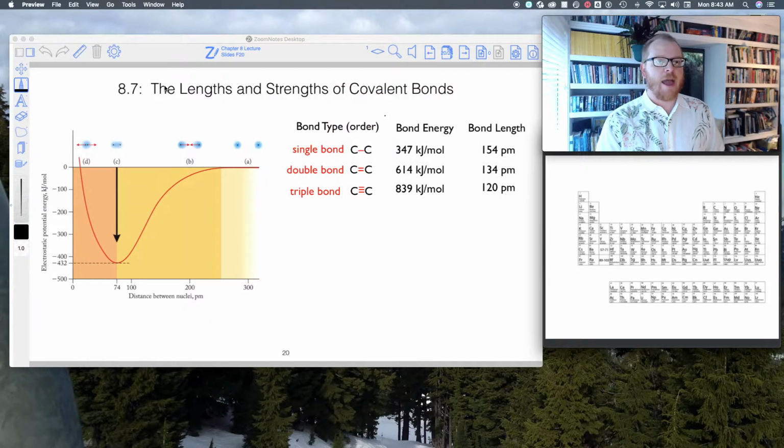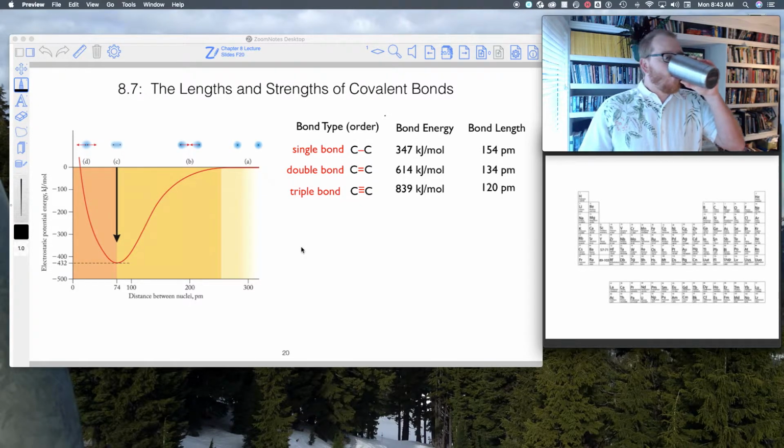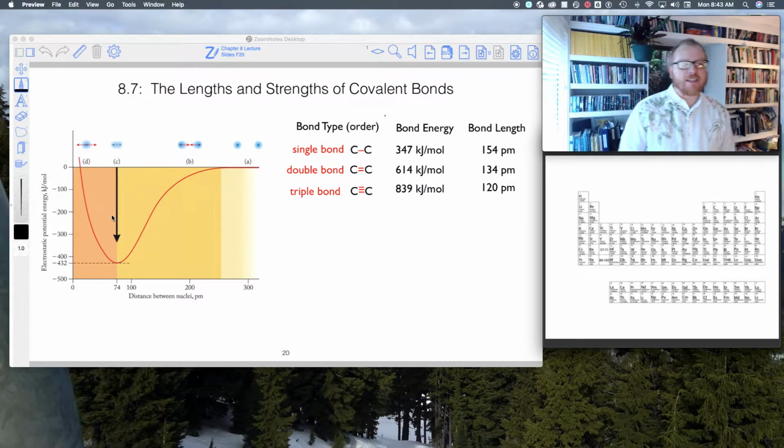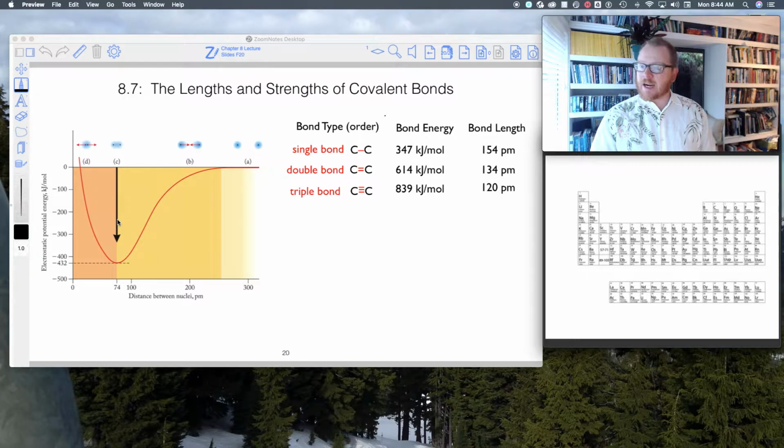All right, let's get rid of that. So the first order of business, lengths and strengths of covalent bonds. I showed a figure like this before when we talked about electrostatic potential energy. We talked about this with respect to ionic bonding, but it's still the same situation with covalent bonding. When you're very far away, like you can see these two nuclei, we won't even say that they have to be ions. They could be a negative and positive ion, but it could also just be two carbon atoms.